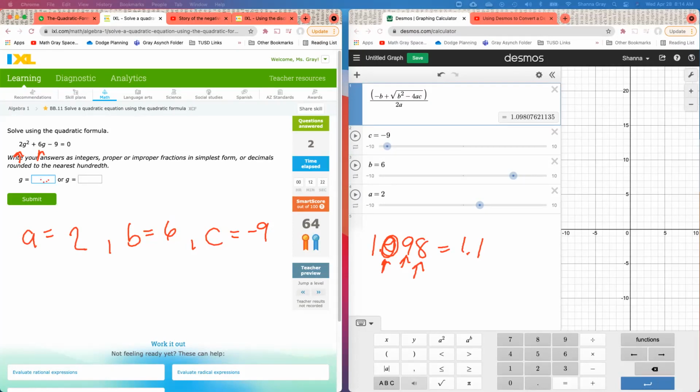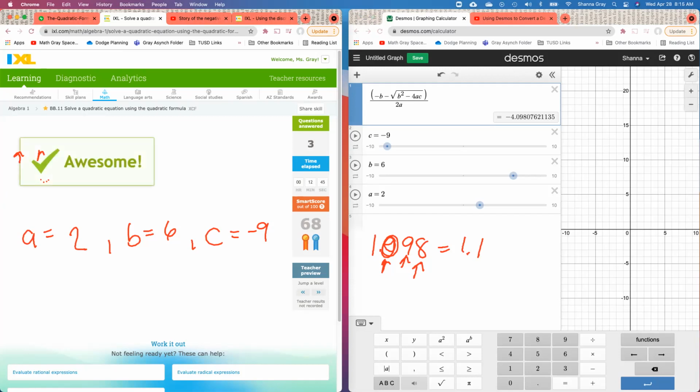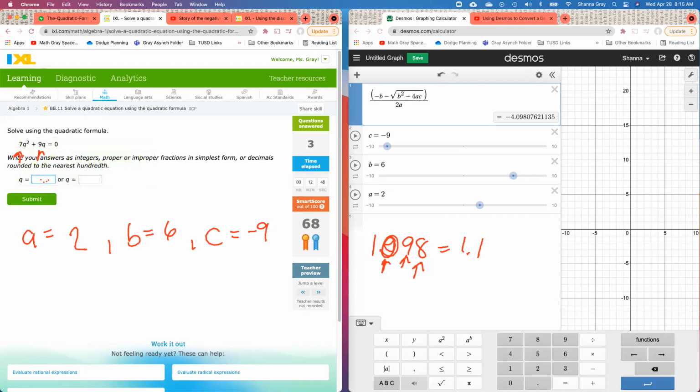Oh, I need a mouse. 1.1, please. And then for this one, if I change this to a minus sign, then I get -4.098, which I think would round up to -4.1. So that's right. Yeah, good. So you can see that you're rounding it 2 places after the decimal. Hopefully that all makes sense.